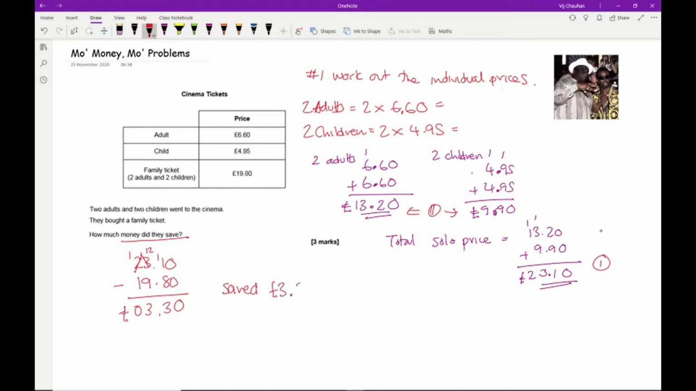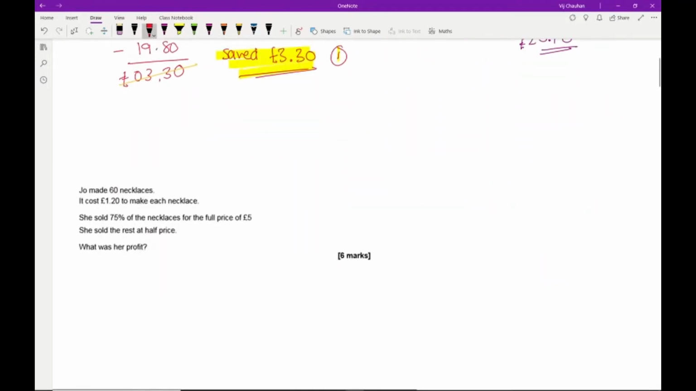£3.30. And again, it's really important that you don't just leave your answer as part of your calculation. Now I've done that, you write your answer separately so it's easy for them to see what your final answer is, which makes it easy to mark. And that's where your 3rd mark would probably come from. Stick them on there in a different colour. There we go. So let's have a look at the next question.